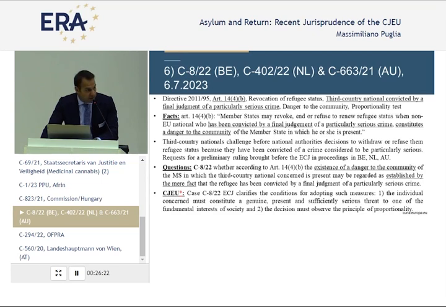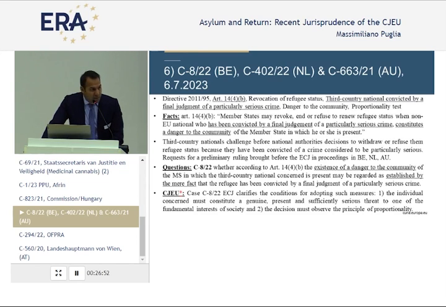So in this case, we have three third country nationals who challenge before national authorities different decisions to withdraw or refuse them the refugee status because they've been convicted of a crime considered to be particularly serious. So there are three requests for preliminary ruling brought before the Court of Justice in Belgium, in the Netherlands, and in Austria.